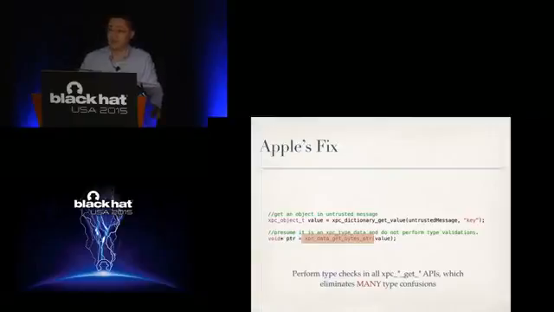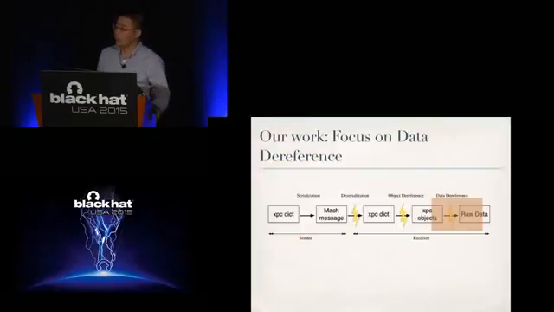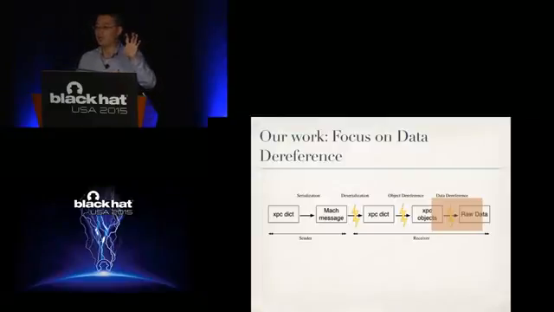So it fundamentally fixed all these kinds of type confusions. And actually, independently, we found a lot of type confusions on the iOS platform, but unfortunately, we found Apple had already fixed these kinds of vulnerabilities. So we took a step further, and we focused on the data dereference part. Given the raw data, how the server side handles this data may introduce security problems.